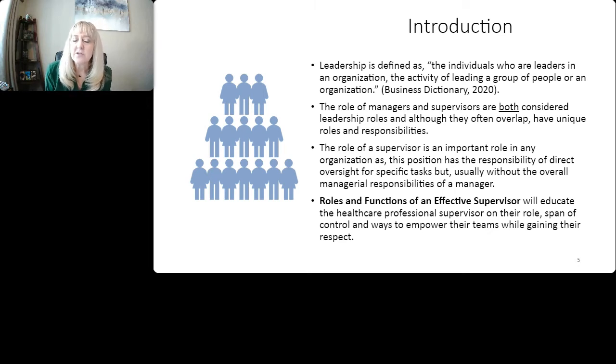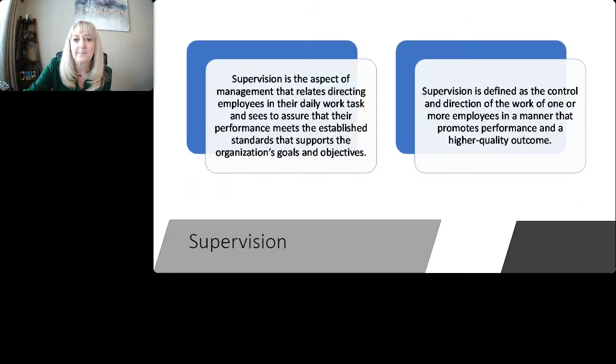The role of the supervisor is an extremely important role in any organization, as this position has the responsibility to direct oversight of specific tasks, but usually without the overall managerial responsibilities of a manager. So I think that's the biggest thing, if you have a take-home message, is to really distinguish what the difference between a supervisor and a manager is. So the roles and functions of an effective supervisor will educate the healthcare professional supervisor on their role, the span of control, and ways to empower their team while gaining respect.